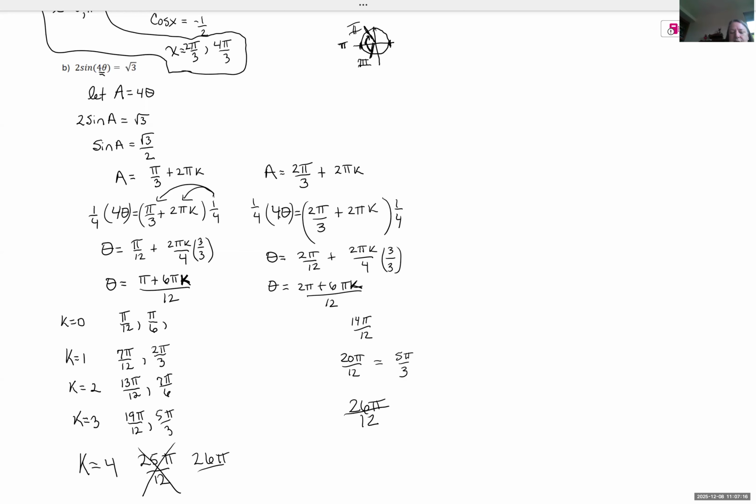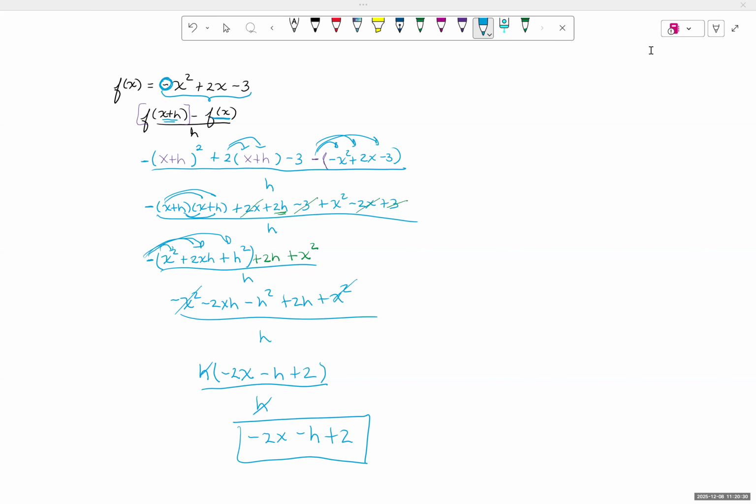So we're done. And we have all these values. So 8 solutions between 0 and 2 pi for that second equation. Quotient stuff. Yay.